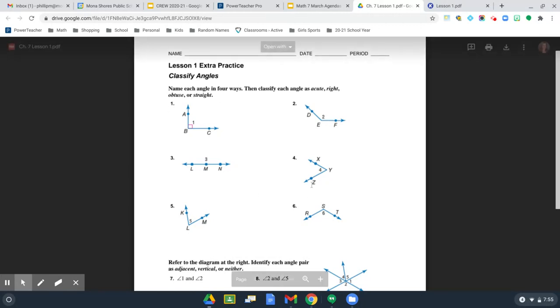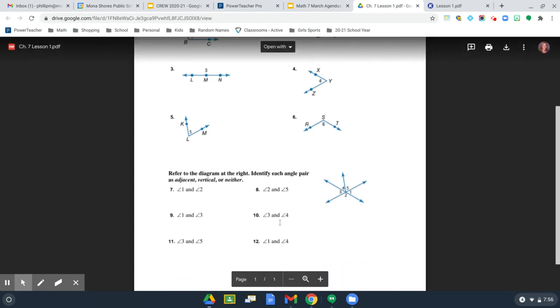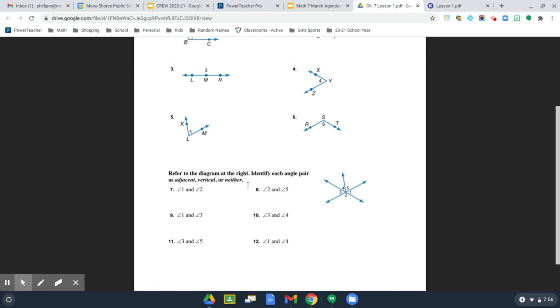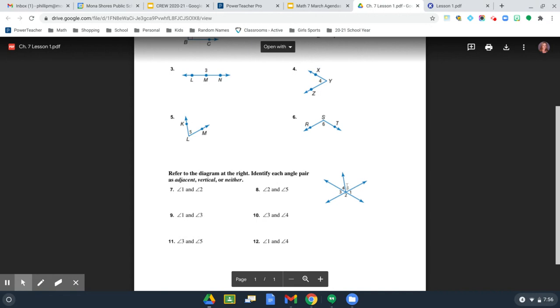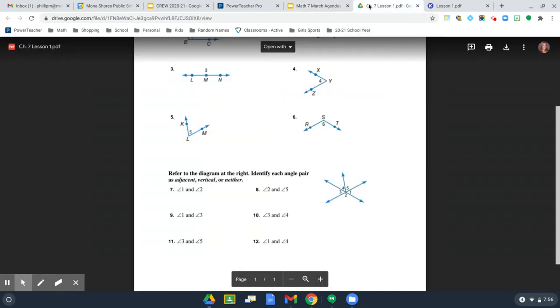So 1 through 6, this was Monday's lesson. You can go back in the book and look to see how we classified the angles and named each angle 4 ways. And then down here, 7 through 12, this is based on what we talked about today, today's lesson. And so you're going to identify the angles that are listed based on this diagram as either adjacent, vertical, or neither.